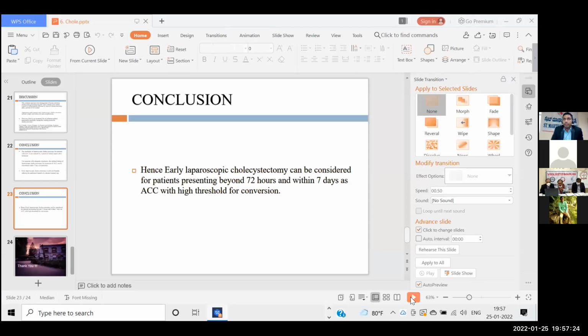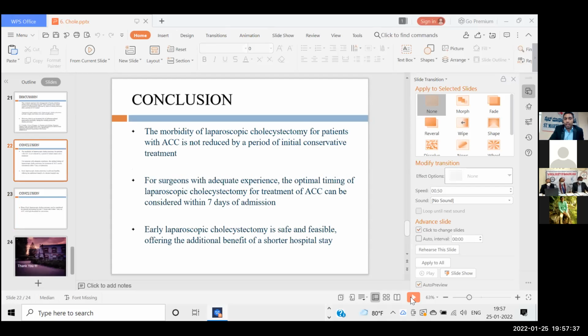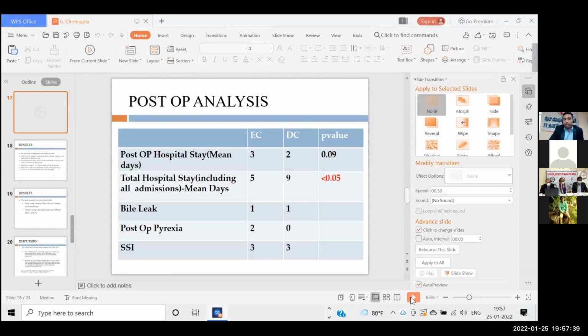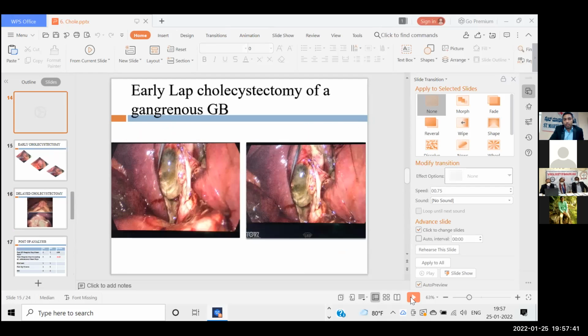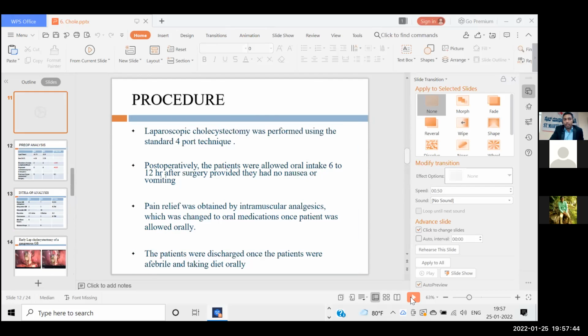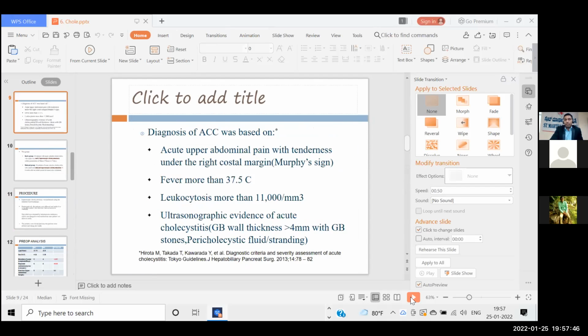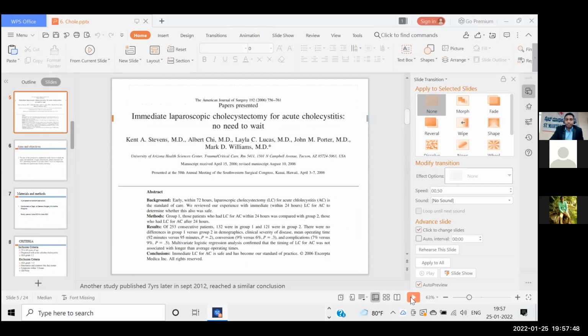I was asking, how did you categorize them into 2 groups? What was the criteria? Sir, every odd person we put in the early group, every even person we put in the late group. It's a randomized study. Was the consent taken, and were the pros and cons explained to the patient? Yes, sir, it was explained. Was ethical committee approval sought? Yes, sir, it was.